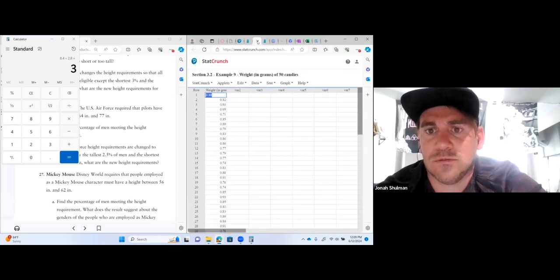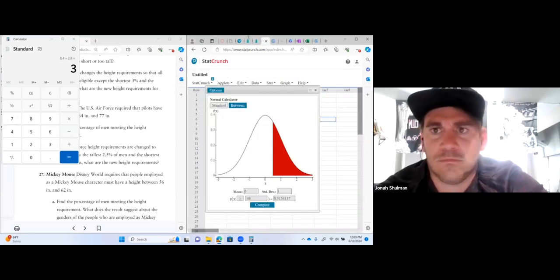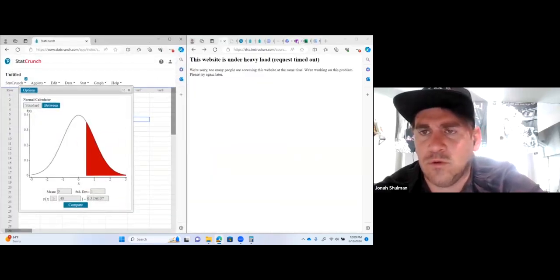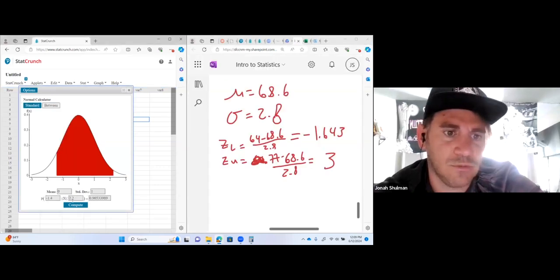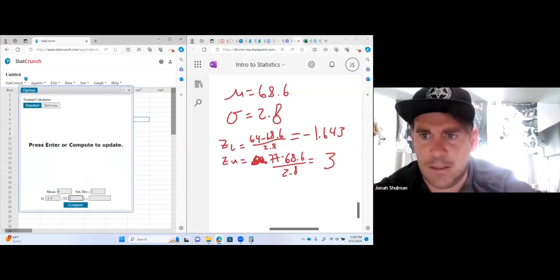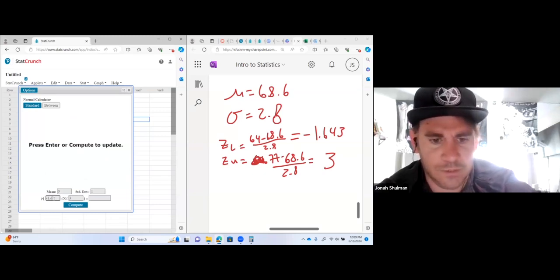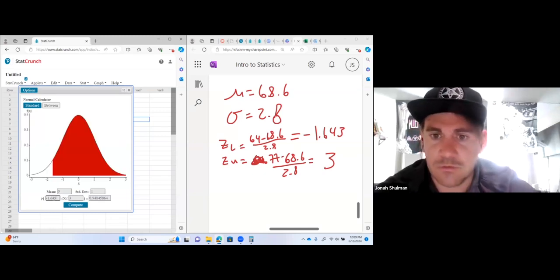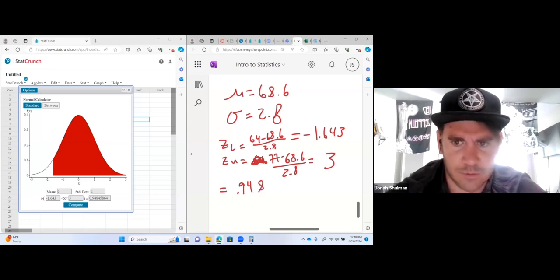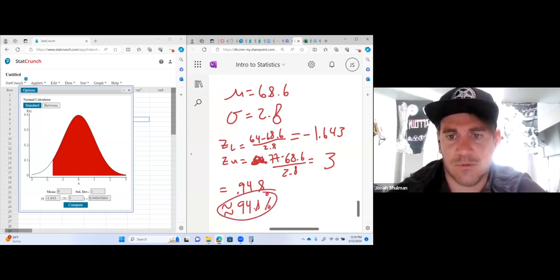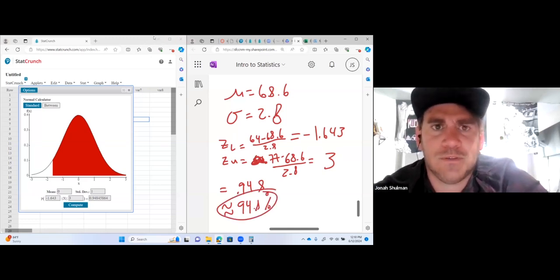I'm going to go to StatCrunch. What are my two values? I know the top one is 3, and it should be between, with the lower one a negative 1.643. So for this Air Force job, they take 94.8% of guys. Beautiful. Let's keep it going. Let's see what else we got.